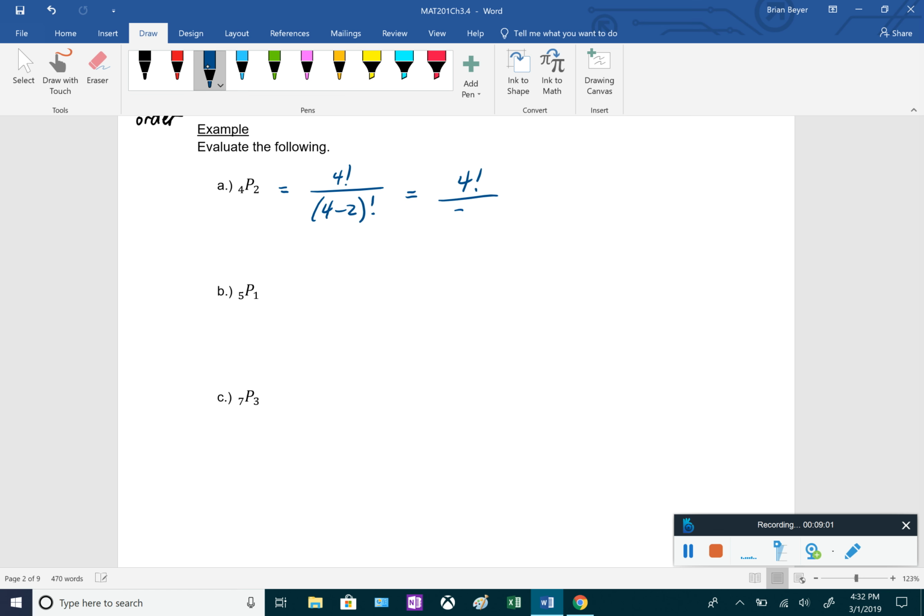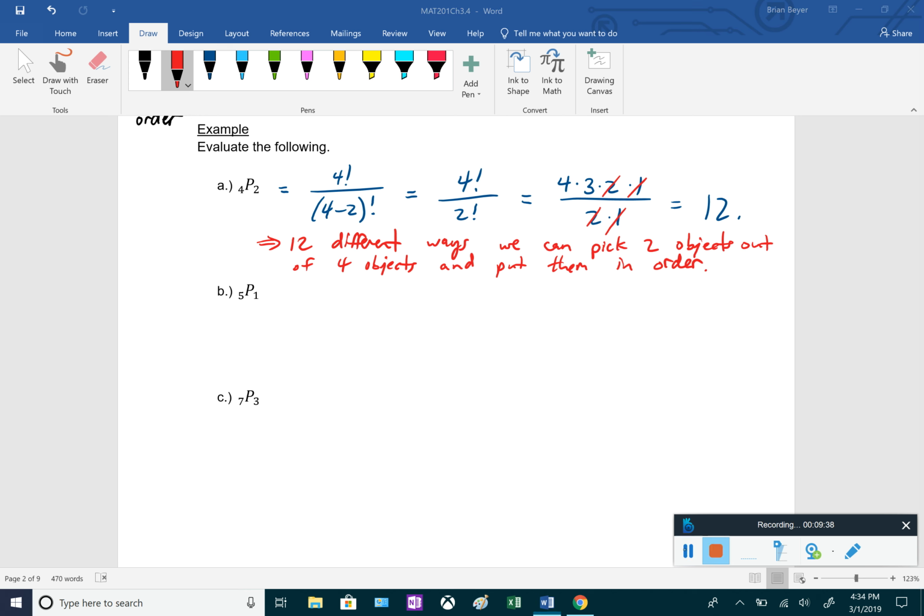That's 4 factorial over 2 factorial. So what I'm going to do here is I'm going to write this one out. We'll see a little bit of a shortcut. 4 factorial is 4 times 3 times 2 times 1. 2 factorial is 2 times 1. What is always going to happen here? You can always cancel out that denominator with part of that numerator. So the 2 times 1 cancels. So we're left with 4 times 3, which is just 12. So what this means is that there are 12 different ways we can pick 2 objects out of 4 objects and place them in order.